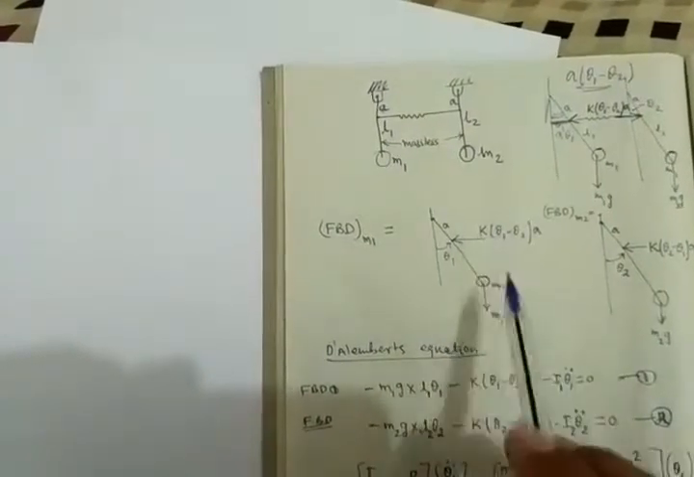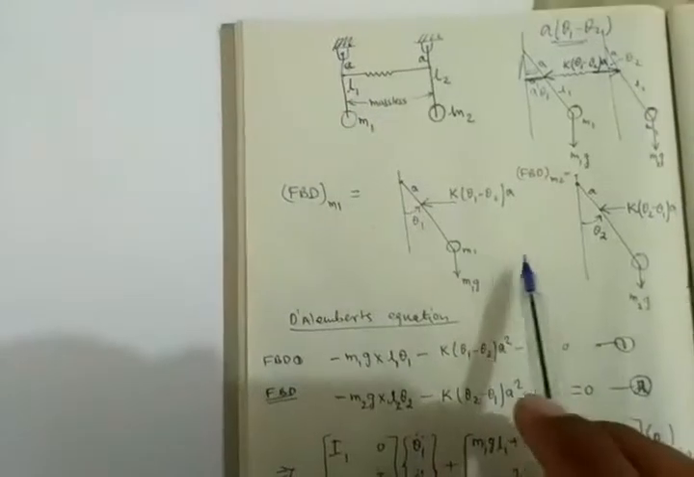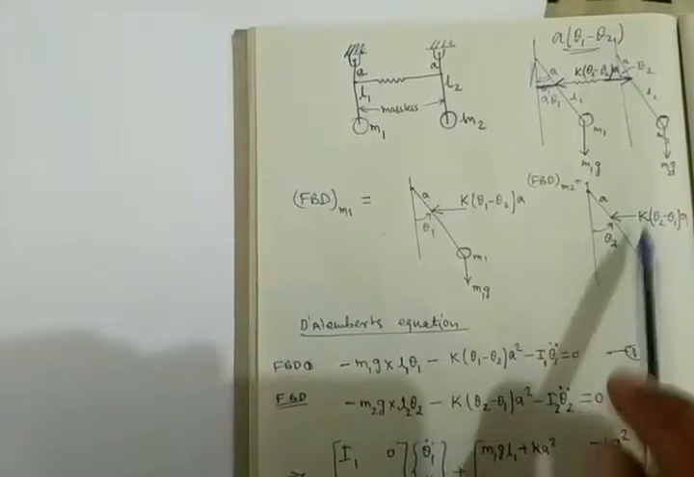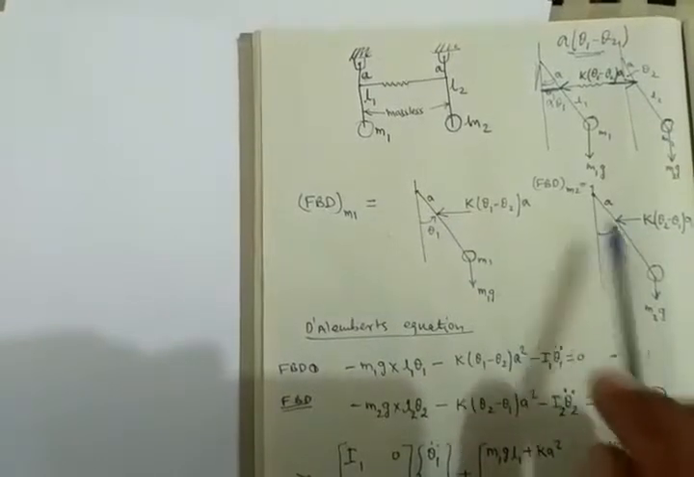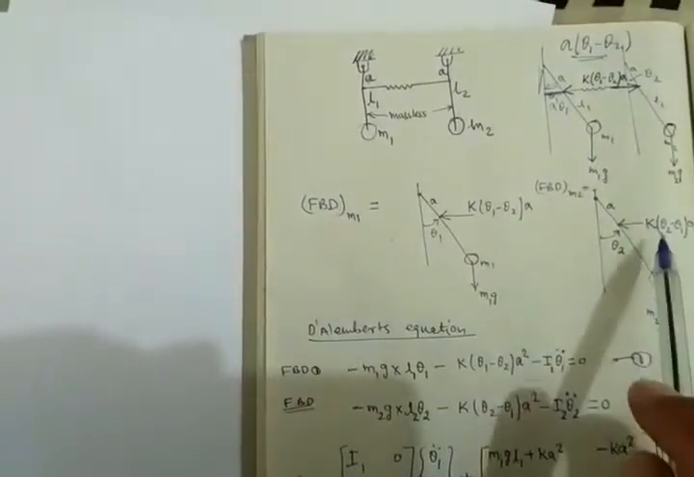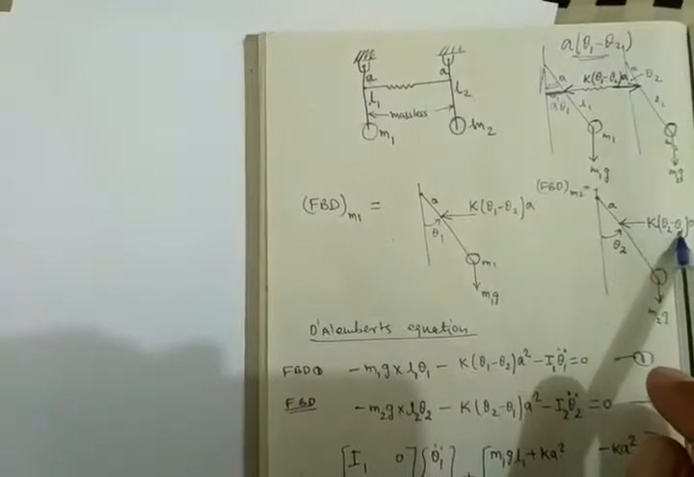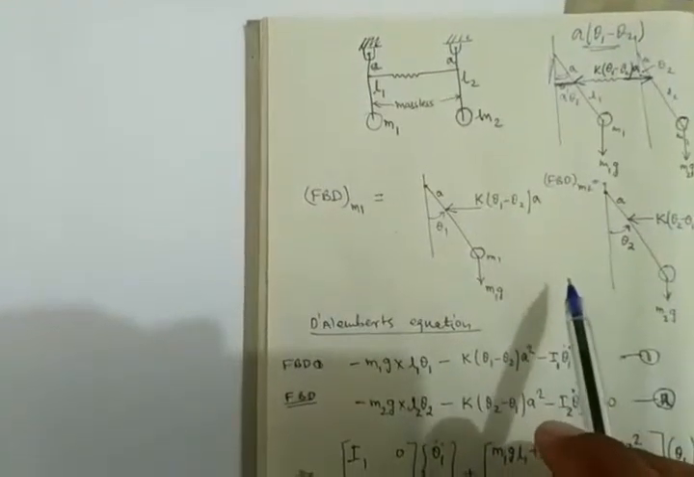So this is one force and this is another force. Similarly in this free body diagram also these two forces. But remember here it is theta 2 minus theta 1, as we are drawing the free body diagram for mass 2. So 2 I will write first and then I will write 1.